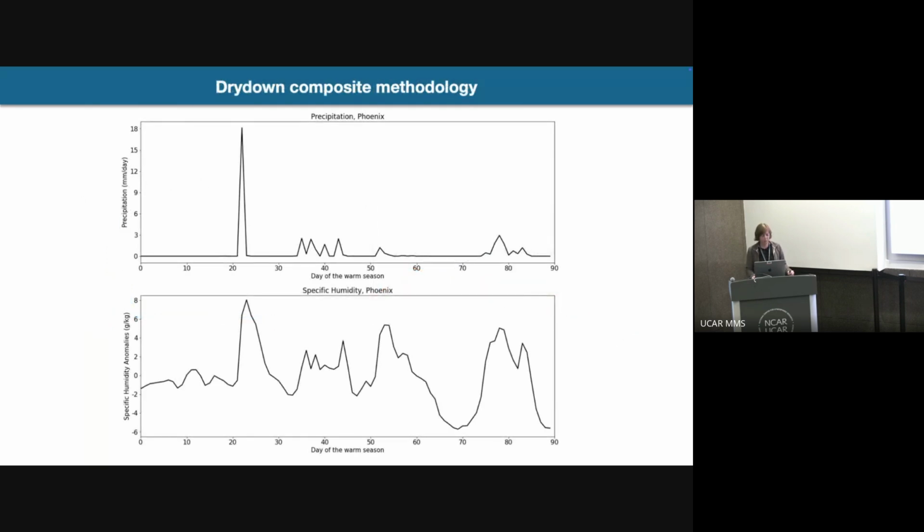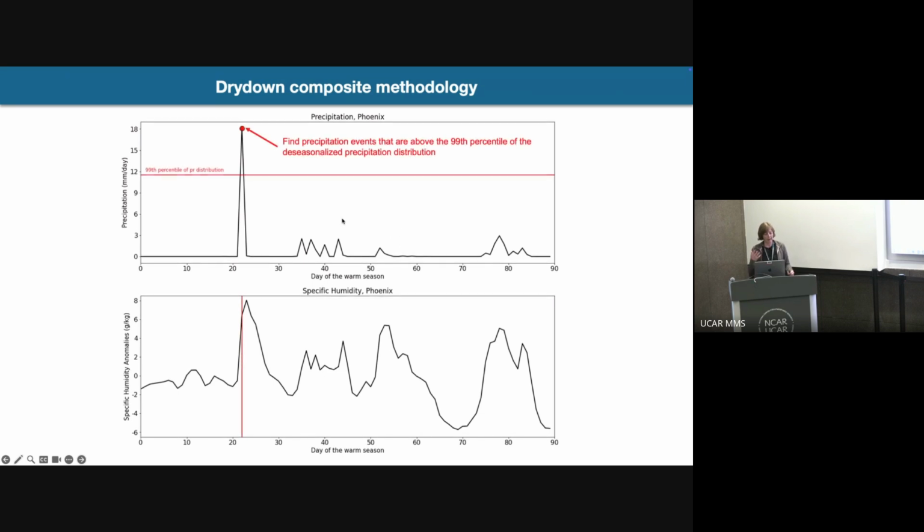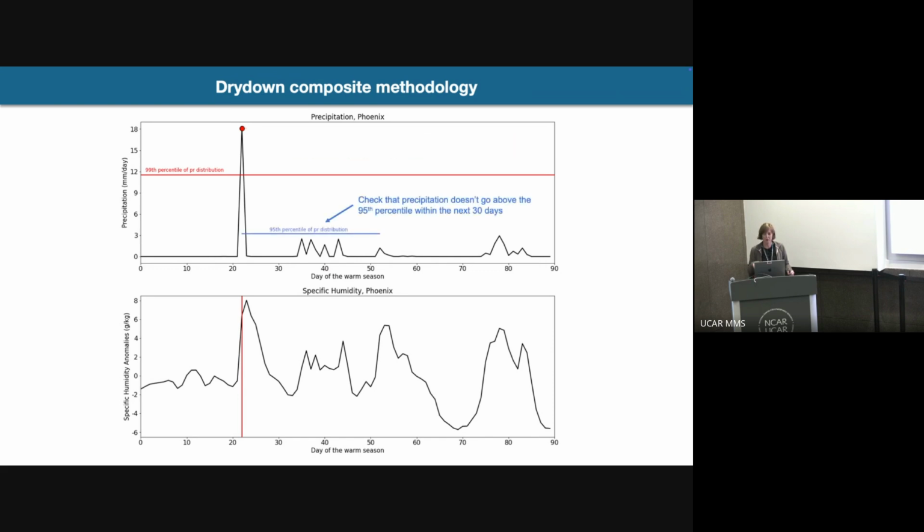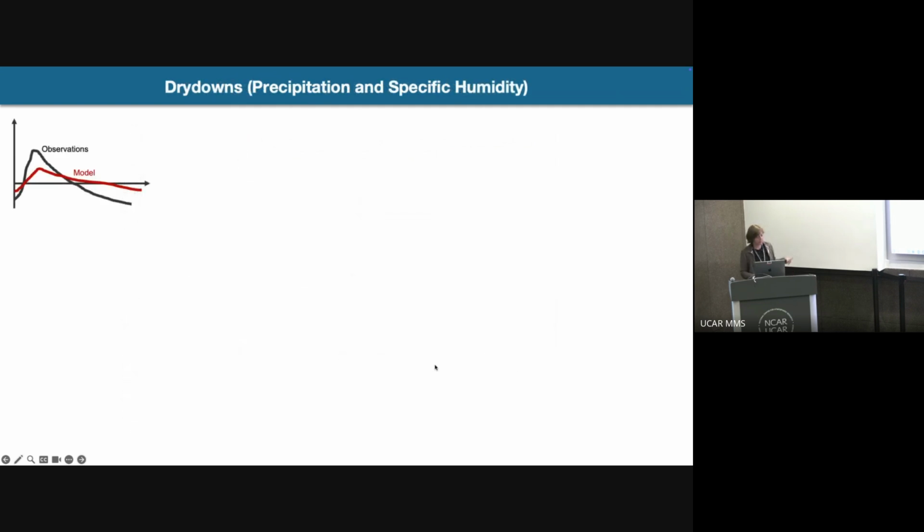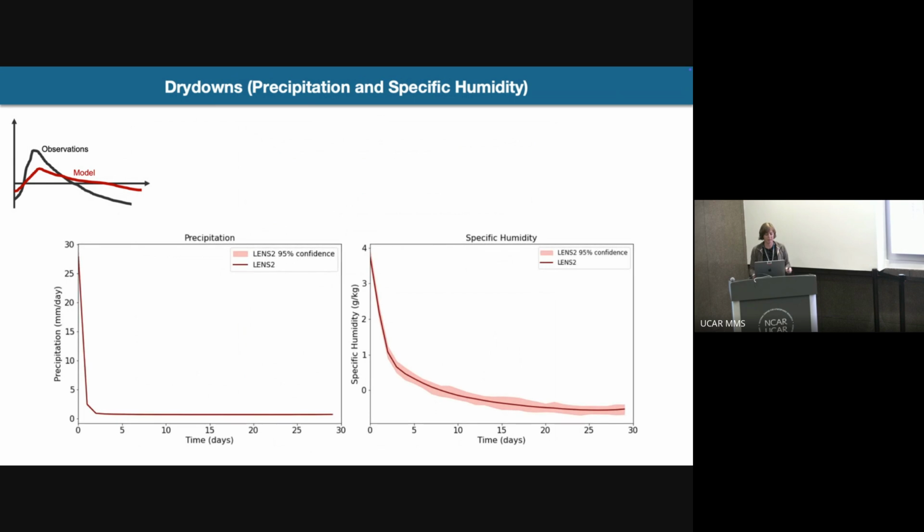The methodology we're going to use here, just one season over Phoenix to illustrate it, is to pick out rain events that are above the 99th percentile, and then make sure you don't have another rain event above the 95th percentile over the next 30 days. Then look at how humidity varies after rain events in the following 30 days. Remember, this is maybe what we would expect if we were seeing different limitations in the water availability between the model and the observations.